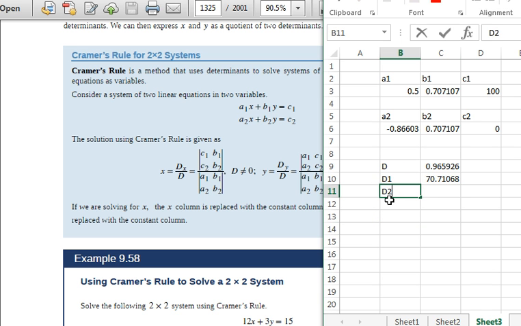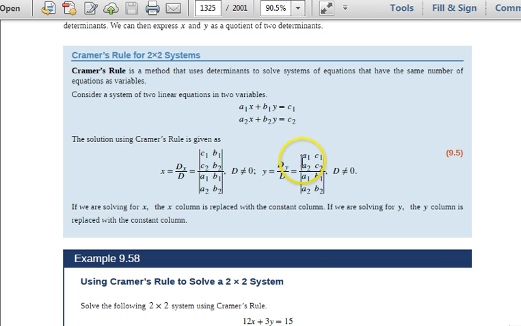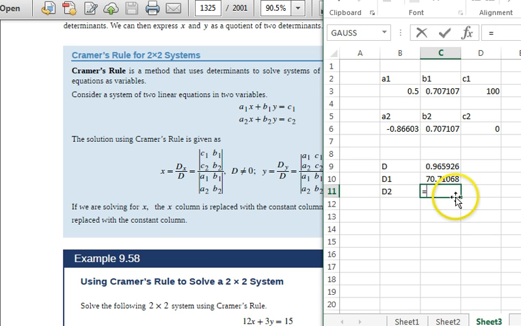And D2 is, now we're using the C's in place of the B's. Look over here, the C's take the place of the B's. So now the determinant here is A1 times C2 minus A2 times C1. All right, now if we want to know what T1 is, T1 is just D1 divided by D. And if we want to know what T2 is, T2 is just D2 divided by D.